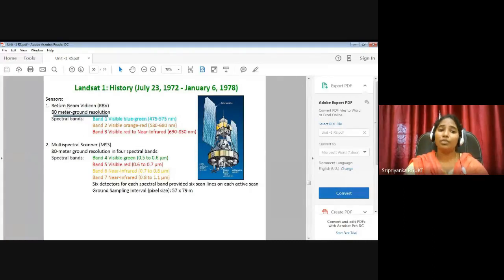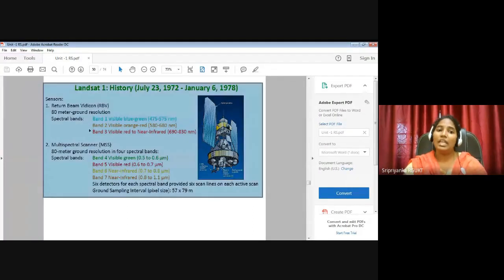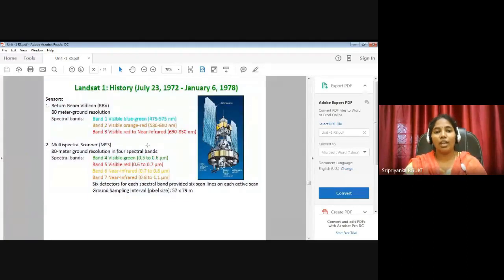What is the spectral resolution of this RBV sensor? It has 3 bands in it. So what are these 3 bands? Remember our electromagnetic spectrum? We talked about visible light, we talked about infrared. Here in your RBV sensor, you have 3 bands in it. What are those 3 bands?